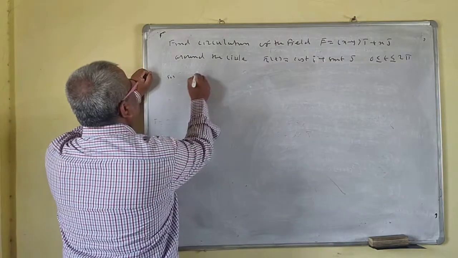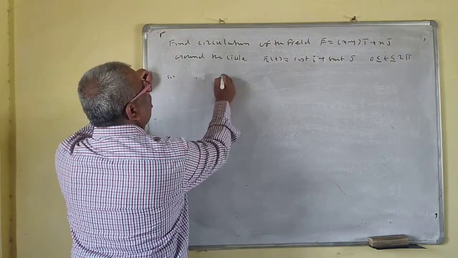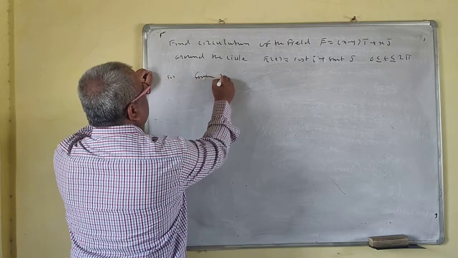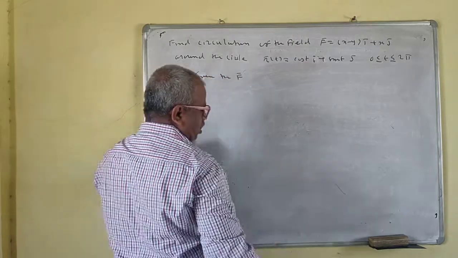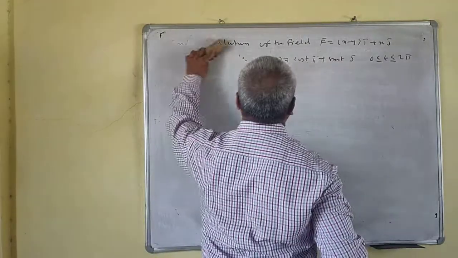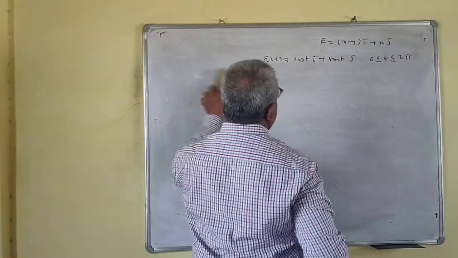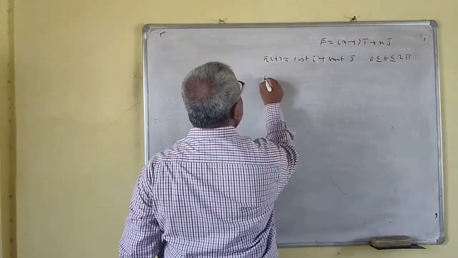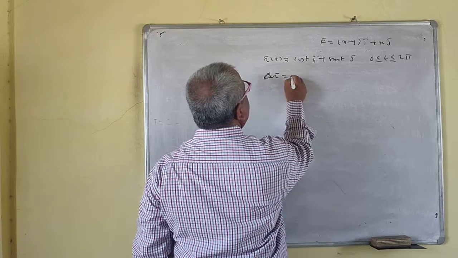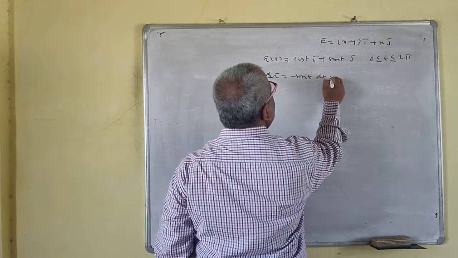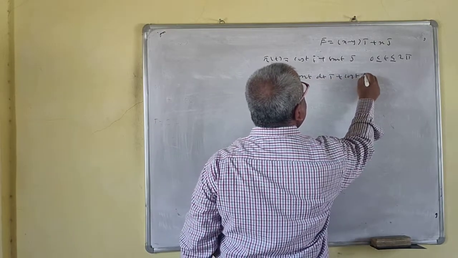Solution. I will directly write the dr. Given that f bar is equal to this, and r bar of t is equal to this. So dr bar is equal to minus sin t dt i bar plus cos t dt j bar.